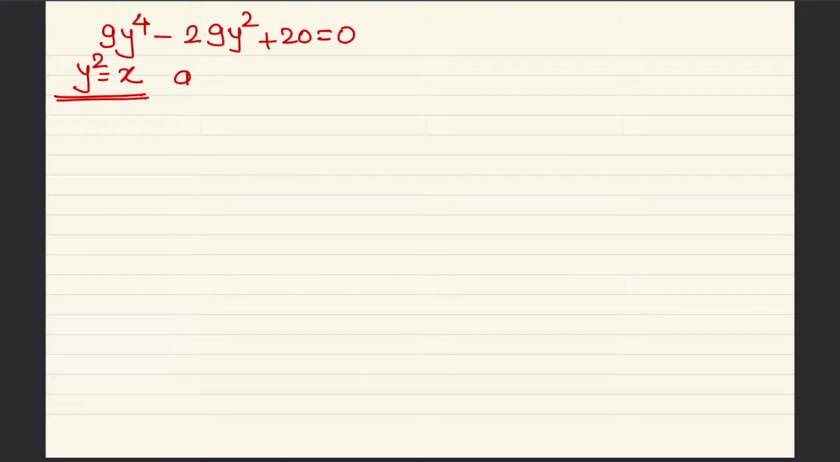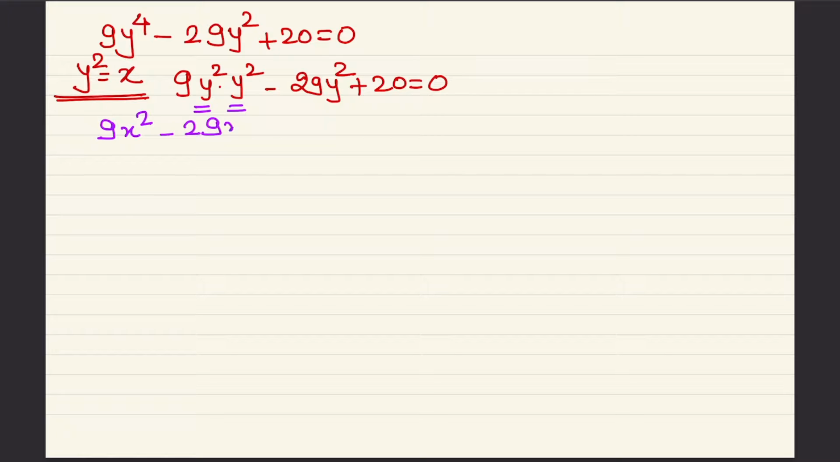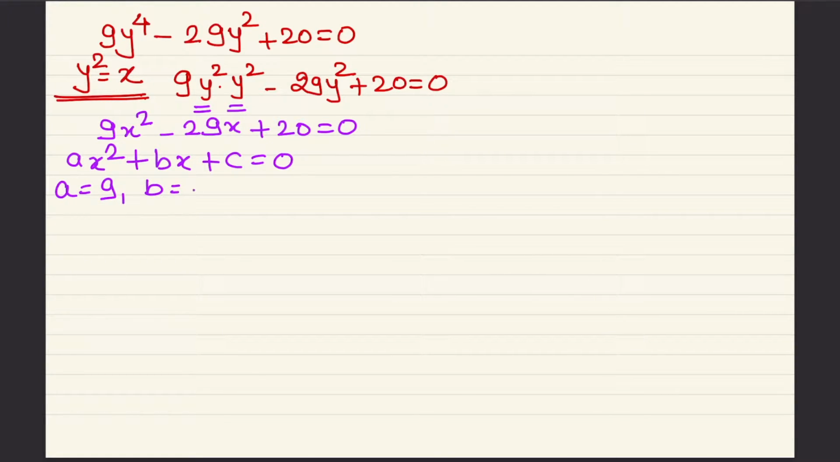Now our equation will be 9y square into y square minus 29y square plus 20 equal to 0. Now substitute y square as x. So this will become 9x square minus 29x plus 20 equal to 0. Now we will compare with the general quadratic equation ax square plus bx plus c equal to 0. On comparing, we get a equal to 9, b equal to minus 29 and c equal to 20.